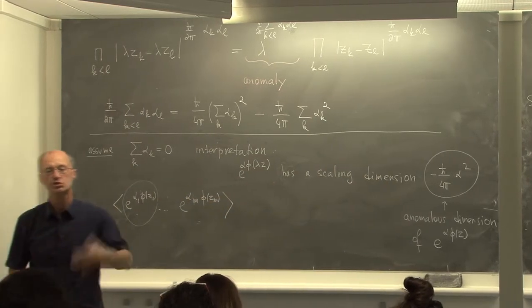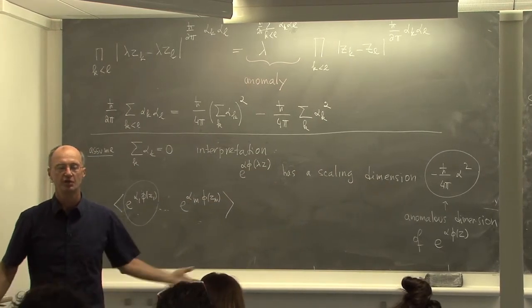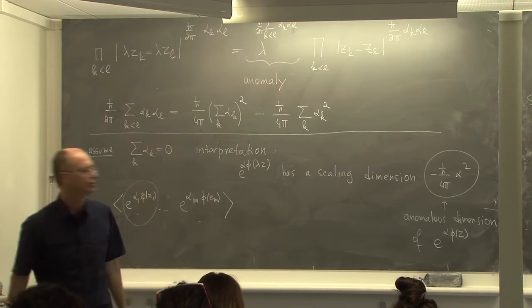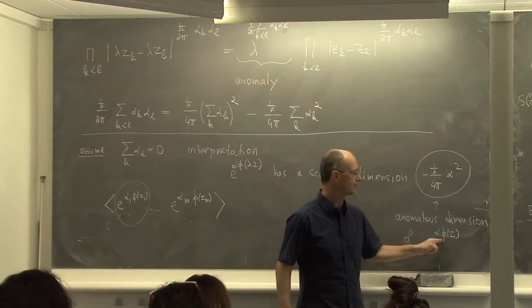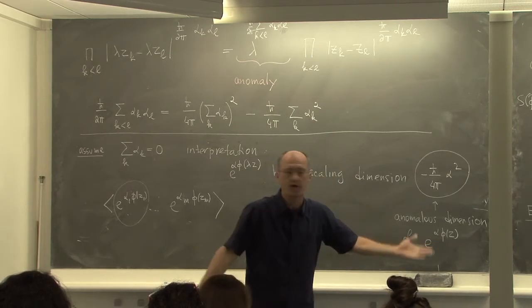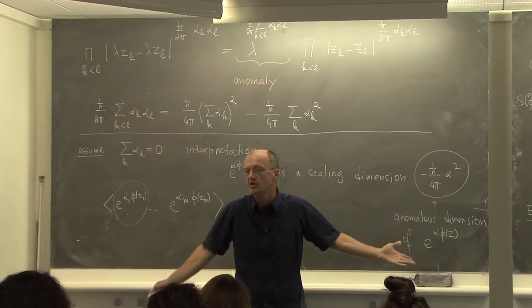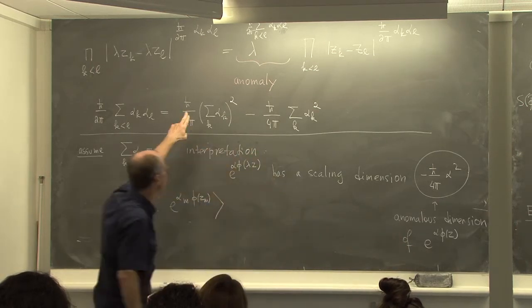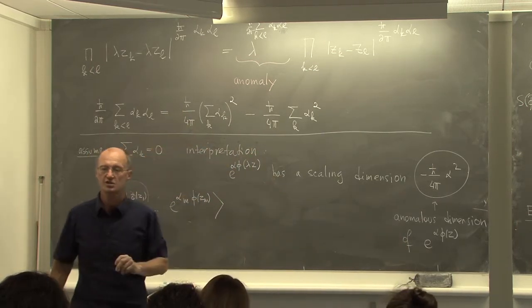of exponential of alpha phi of z. Notice that if you take just phi of z itself, it behaves normally. Nothing was happening to it. When you put it into the exponential, the quantum theory predicts, or quantum theory, our very naive definition predicts that there is an interesting scaling behavior.